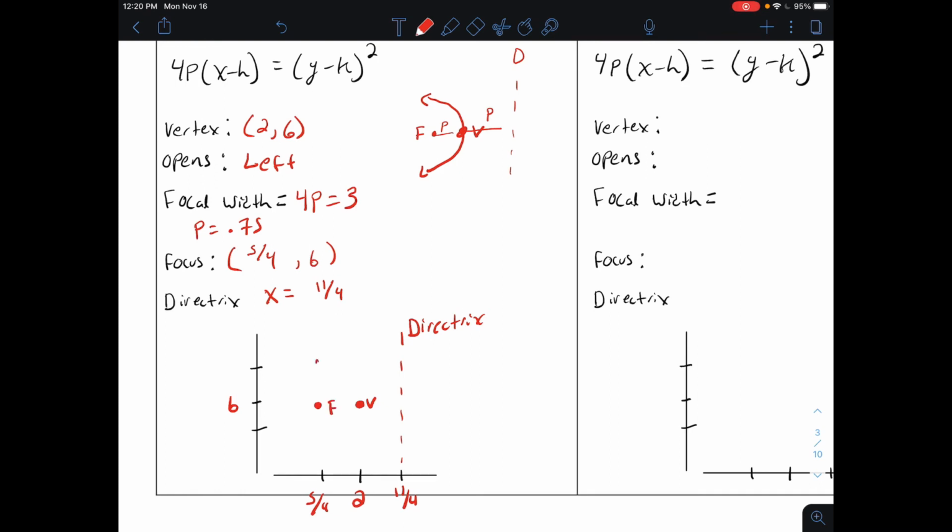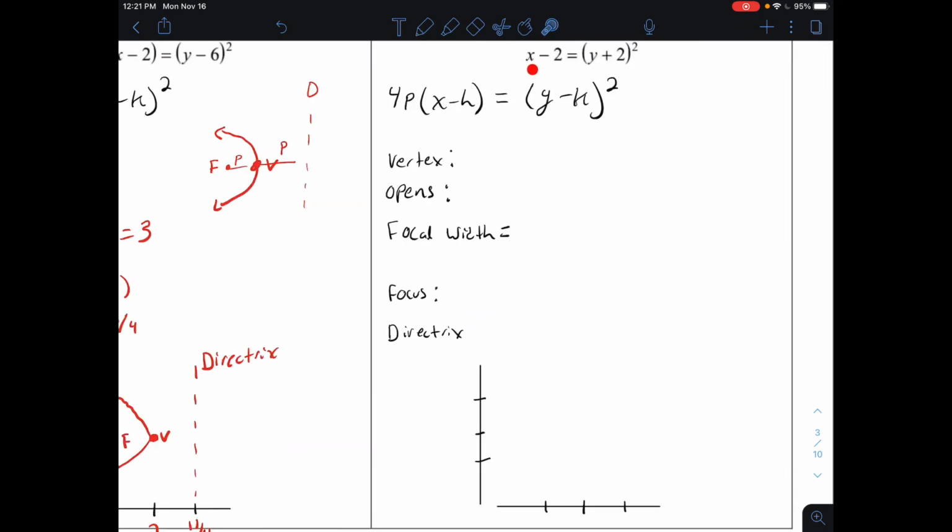To graph this, we want to get the endpoints of the focal chord, so I need to get the points that lie above and below. To do that, we're going to add and subtract 2p from the y value of the focus, and that's going to give me my 2 endpoints. If I add and subtract 2p, I get a y value of 7.5 for the top endpoint of the focal chord, and I get one of 4.5 for the lower endpoint of that focal chord, and then I connect those dots here and have my sketch.